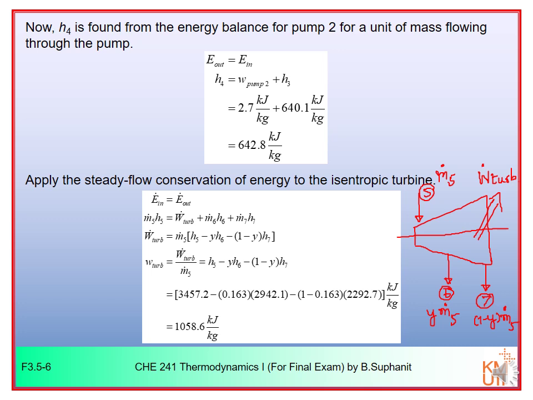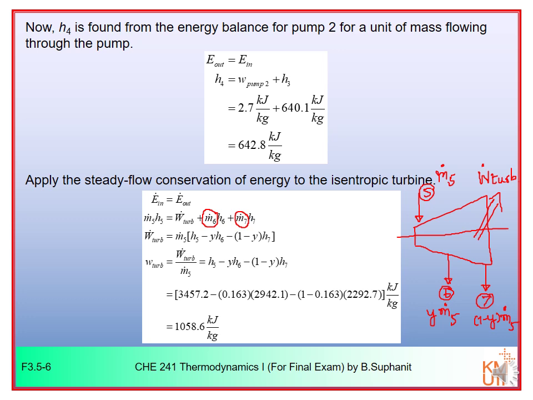You can see that the reason why we have to write our energy balance in the rate form is because the mass flow rates at the inlet point and at each outlet point are not equal. So in this case we can write M6 in terms of M5, and we can write M7 in terms of M5. As I have written here, M6 equals Y M5, and M7 equals (1 minus Y) M5.